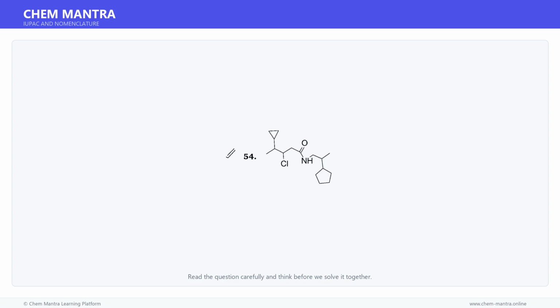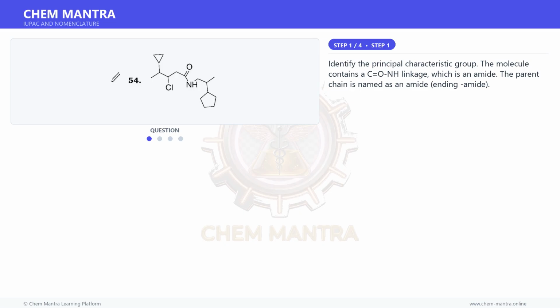Here is a question. Read it carefully and think about the answer. Let us solve it step by step. Let us begin solving this step by step. Identify the principal characteristic group.